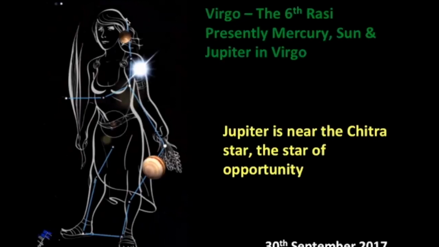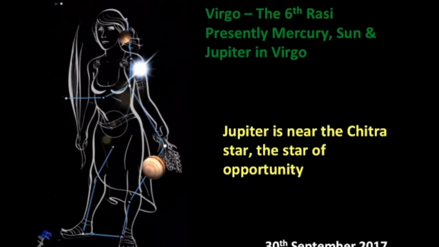The blue line here is the outline of the Virgo constellation. Right now in Virgo, we have Mercury, who just entered Virgo, the Sun is in Virgo, and this is Jupiter. Out of all these stars, I think this star is the brightest, and this is the Chitra star, or the Spica star. You can see Jupiter is so close to Chitra now.